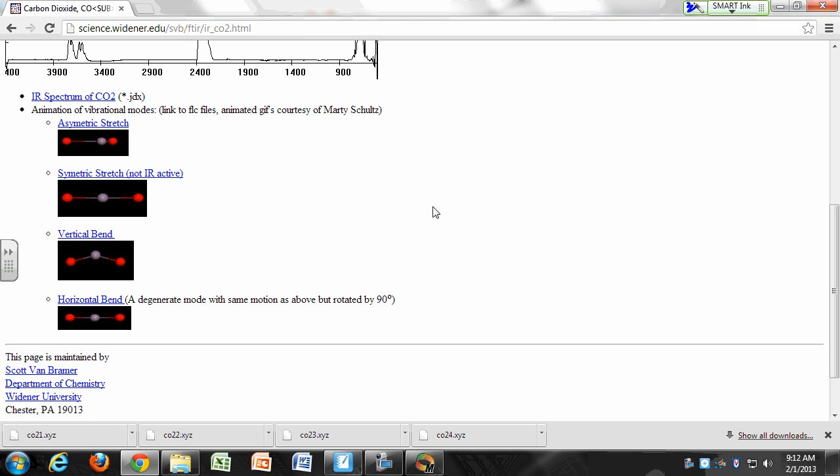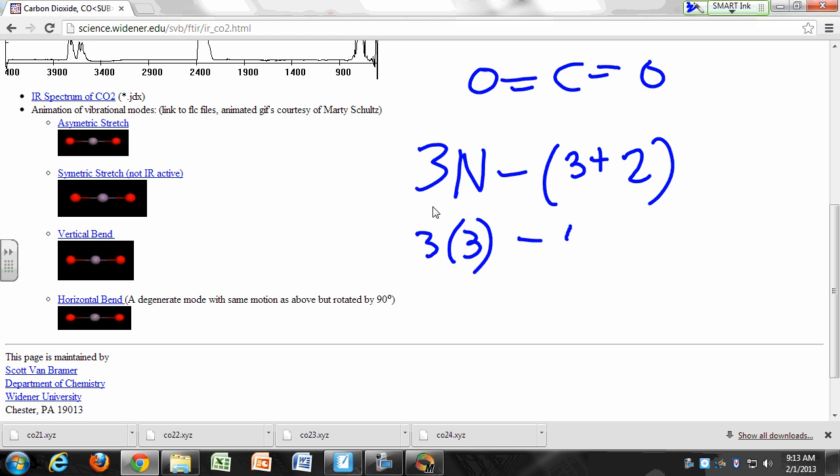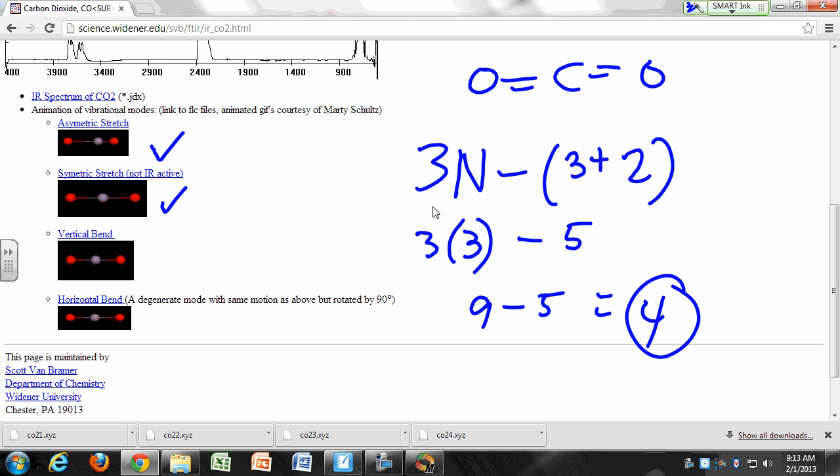There it is, CO2. How many vibrational modes does CO2 have? 3n minus... carbon dioxide is a linear molecule. So 3 translational modes, 2 rotational modes. So the number of vibrational modes would be 3 times 3 atoms, right? Minus 5, 9 minus 5. That's 4 vibrational modes. Here are the 4 what we call normal modes.